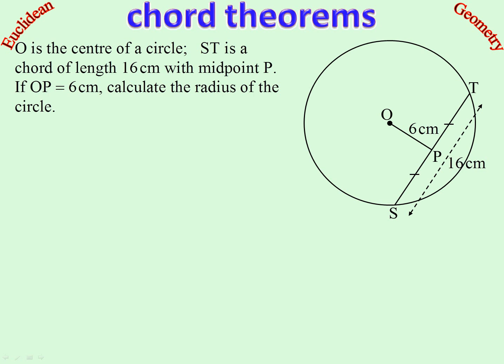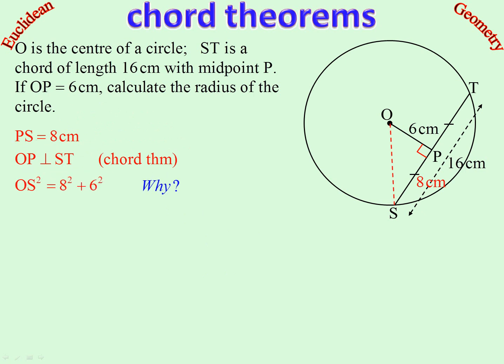Let's look at an example. We use a lot of Pythagoras' theorem in these ones because it's quite a bit in terms of right-angled triangles. So given 16, given that's bisected, means we can find the value of SP very easily. If we're going to use right-angled triangles, we need to draw radii in at times. Why is OP perpendicular to ST? A chord theorem.